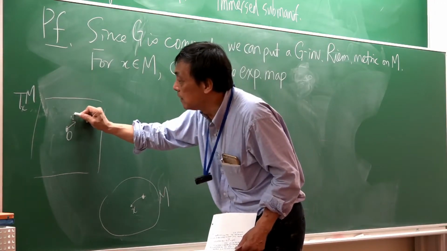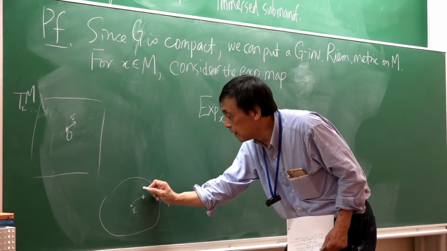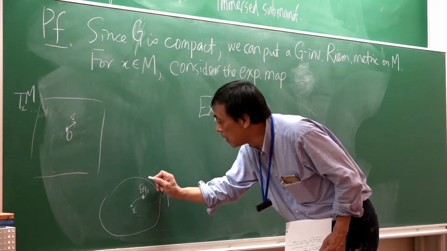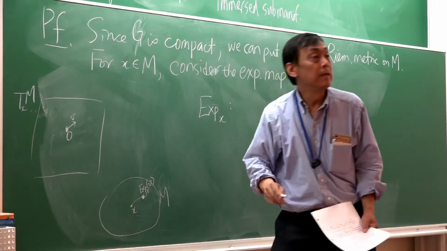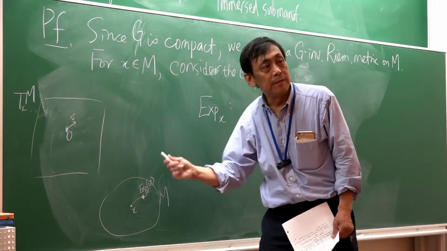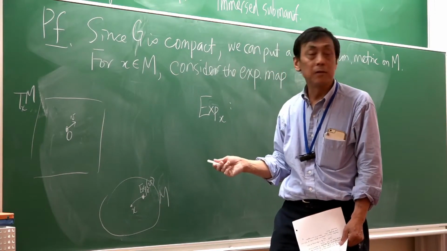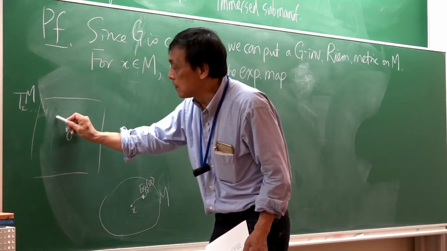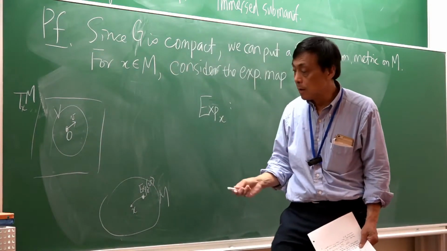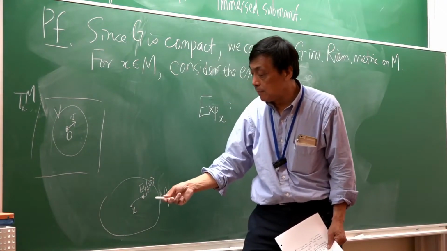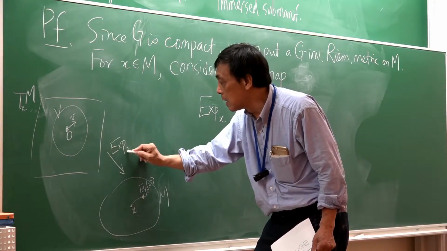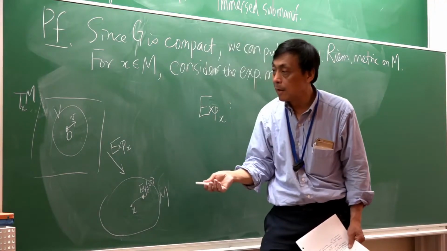if this is V, that point is the exponential map of V. That's how you define the exponential map. You take a geodesic, go for 1 second. So there's some small neighborhood V on which the exponential map is defined at X.